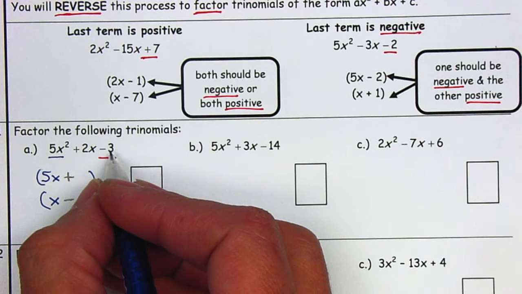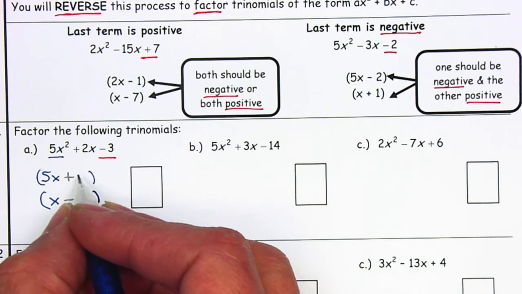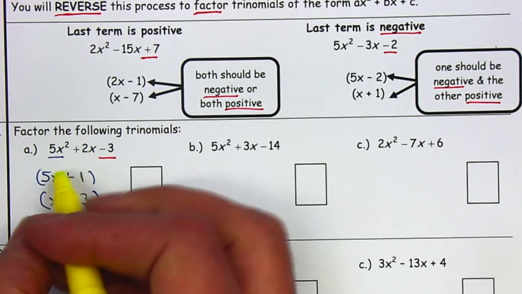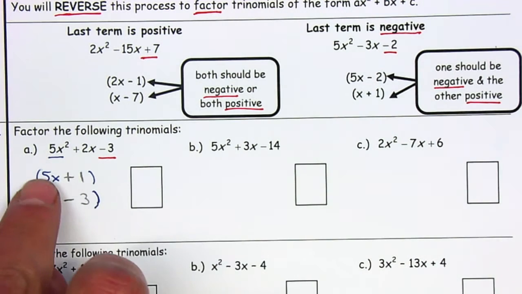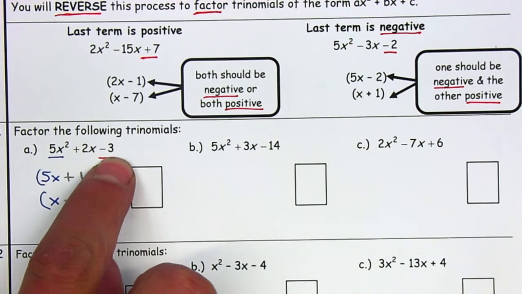The factors of 3 are 3 and 1, or 1 and 3. I'm going to use 1 and 3. I'm going to multiply together and I'm going to place it inside the box. So I'm going to multiply. 5x times x is 5x squared. 1 times negative 3 is negative 3.